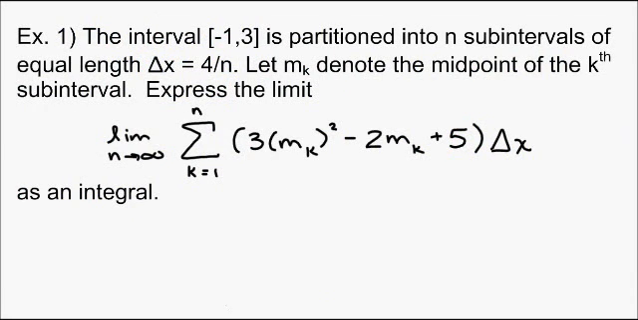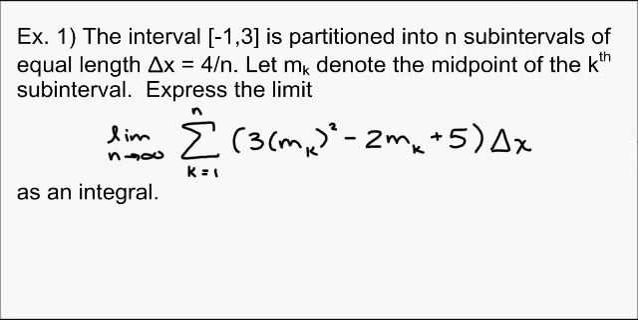Example 1. The interval -1, 3 is partitioned into n subintervals of equal length. Delta x equals 4 divided by n. Let m sub k denote the midpoint of the kth subinterval. Express the limit as n approaches infinity of the sum from k equals 1 to n of 3 times m sub k squared minus 2 m sub k plus 5, times delta x, as an integral.